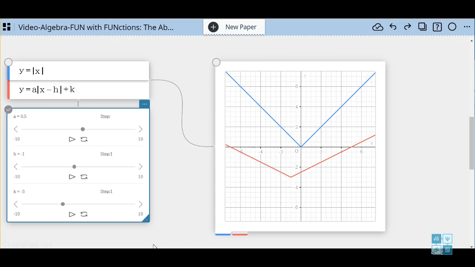We hope you found this video informative as an introduction to absolute value functions. If you would like to explore them in more detail, please see the ClassPad.net paper, Fun with Functions, Transformations of the Absolute Value Family.